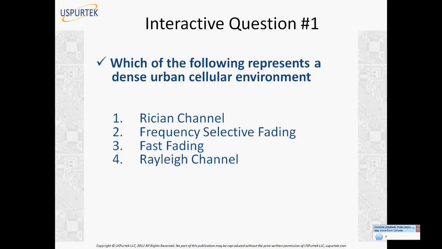Okay, someone replied, a Rayleigh channel. Yes, it's the worst type of fading. It could be frequency selective fading, yes. Very good. So 4 is the most appropriate answer. Although you could have frequency selective fading or fast fading, we really need some data to decide that. But a Rayleigh channel is definitely a very definite answer. It is definitely a Rayleigh channel environment.